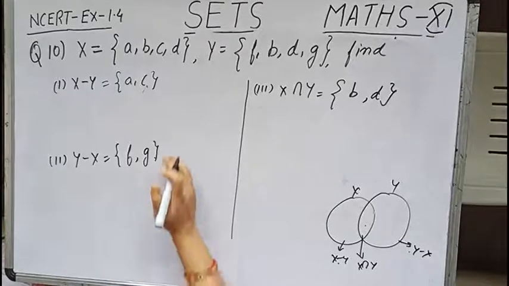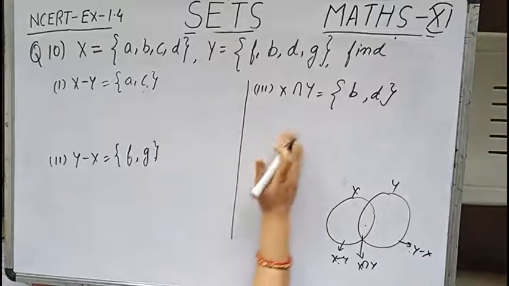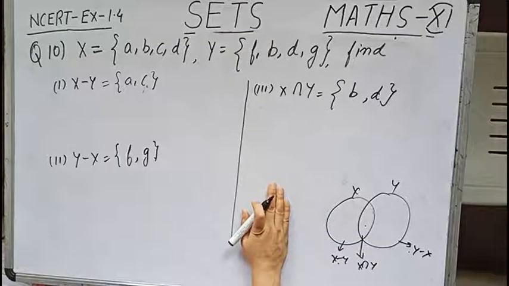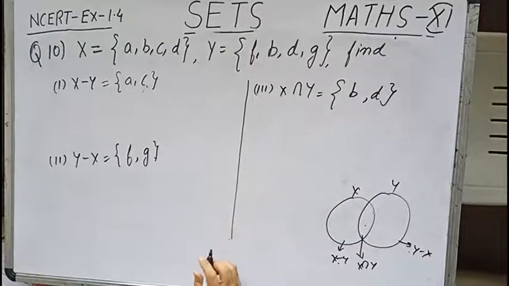Clearly we can see that the sets x minus y, y minus x, and x intersection y are disjoint sets, that is they don't have any element in common. Let us move to question number 11.